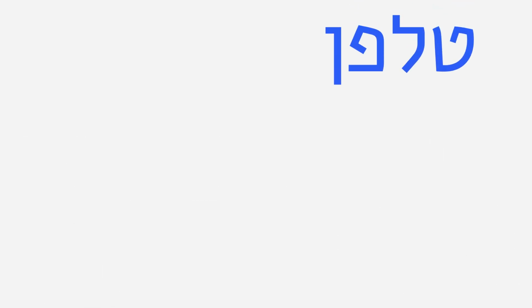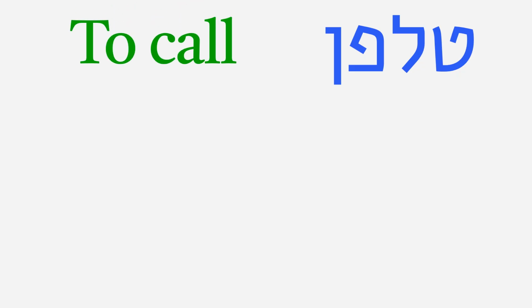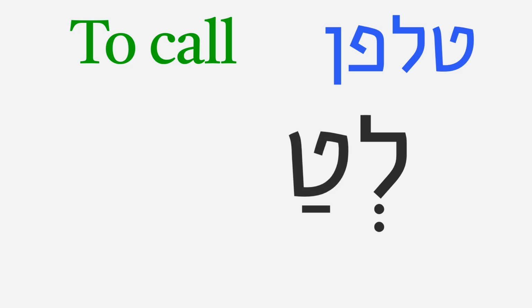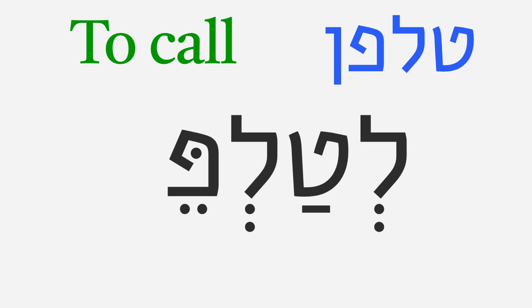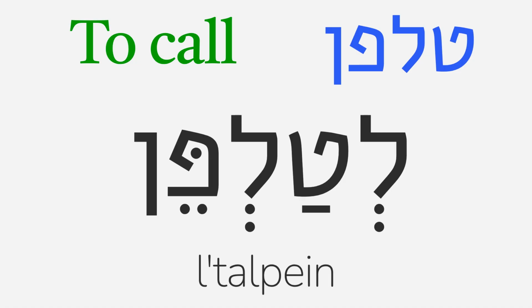Let's see this again with the root tet, lamed, peh, nun. We'll make the infinitive to call on the telephone. We start with a lamed with shva, to, followed by the first root letter tet with patach. With 4-letter roots, the second root letter, the lamed, only gets a shva, and the third root letter peh gets the same vowel markings as the second root letter of our 3-letter root, the dagesh and tsere. We end with the 4th root letter nun, letalpen, to call on the telephone.